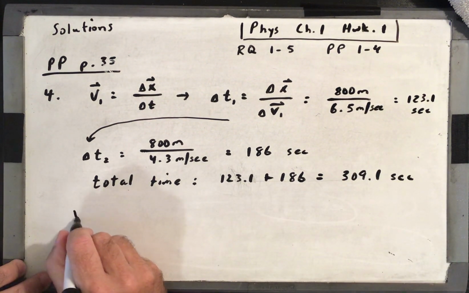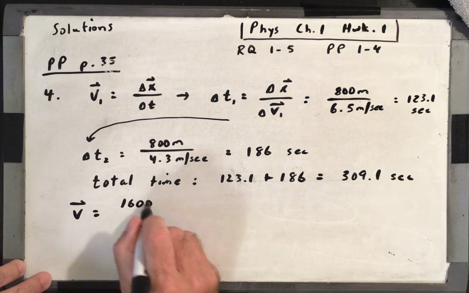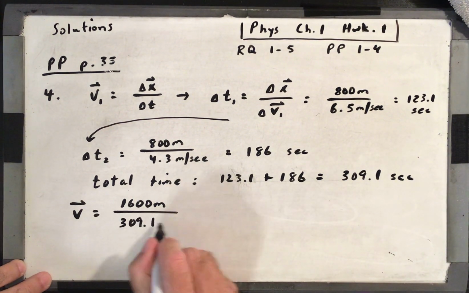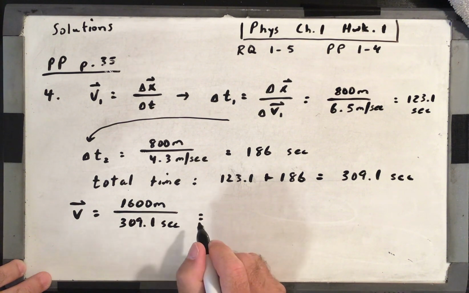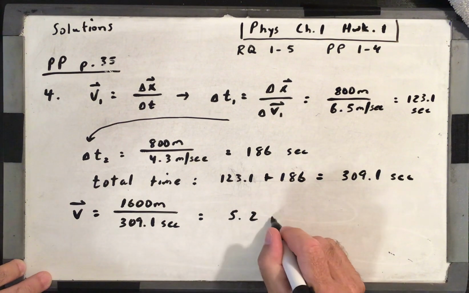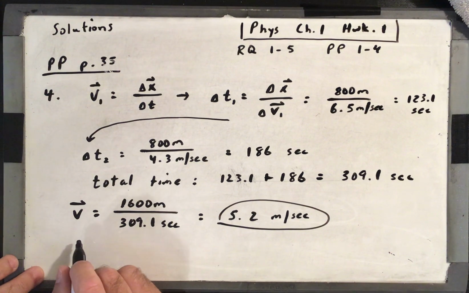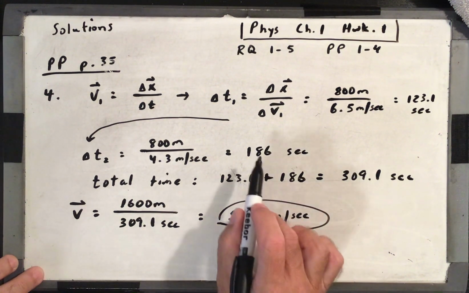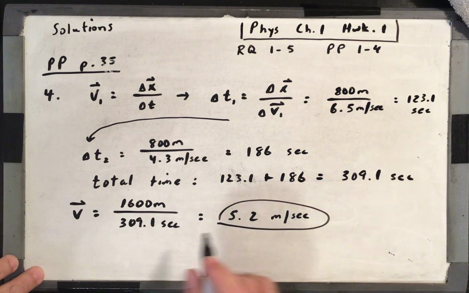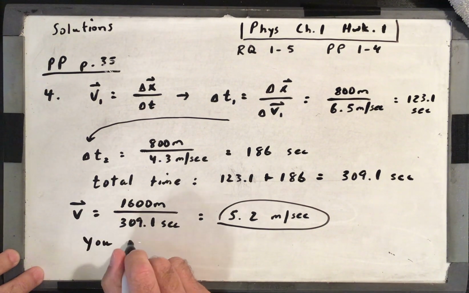So our average velocity for the entire race would be 1,600 meters, change in displacement, over the total time, and that is going to be 5.2 meters a second. Now I want you to write this down. Be careful here on this one. You might have been tempted just to average the two, average 6.5 and 4.3, but that won't work. You can't just average the velocities. I'm going to have you go ahead and write this down.